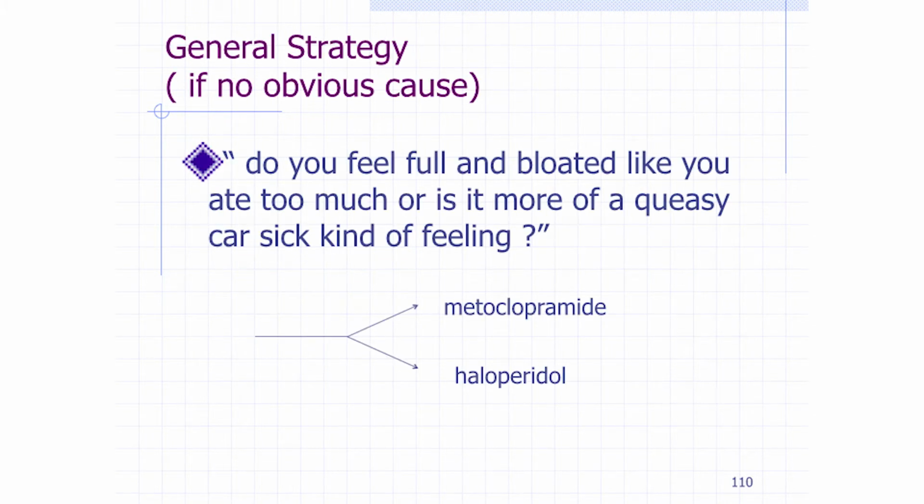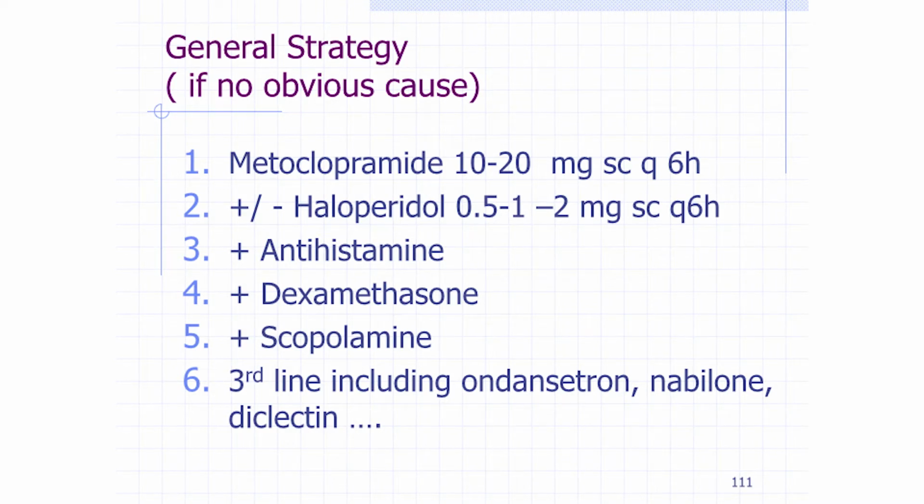So my general strategy, if there isn't an obvious cause, is I say, do you feel full and bloated, like your stomach is really full, like you ate a big turkey dinner? Or is it more of a queasy, dizzy, car sickness kind of feeling? And then there's my choice. If it's full and bloated, I start with metoclopramide. If it's queasy, dizzy, I start with Haldol. And this would be sort of a common way we would work through it.